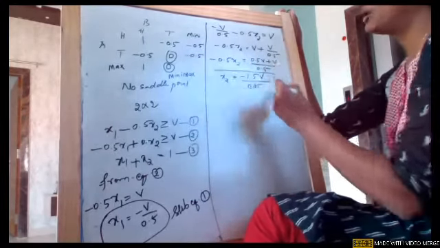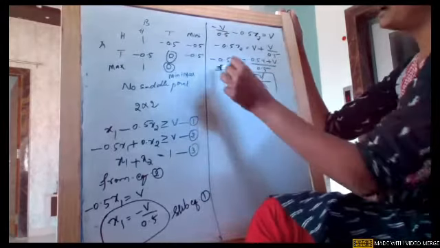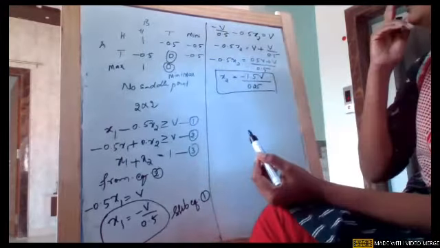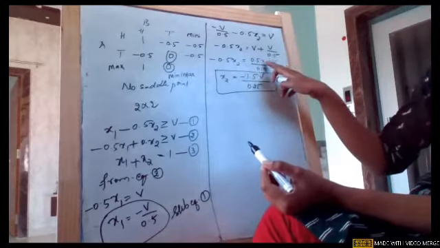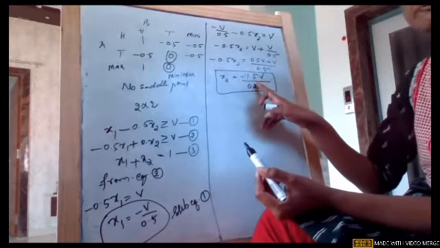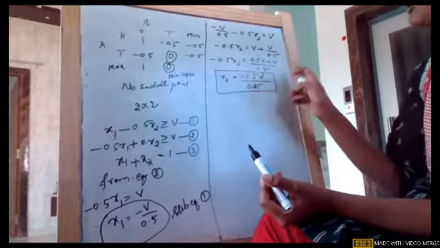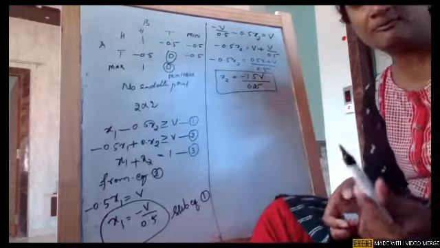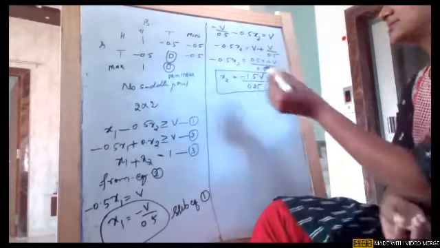this is how we got 0.5 into 0.5, 0.25. That is how I wrote. And 0.5v plus v is 1.5v. Minus sign from here, I brought to the other side, so it is minus 1.5v. That is how we got x2.